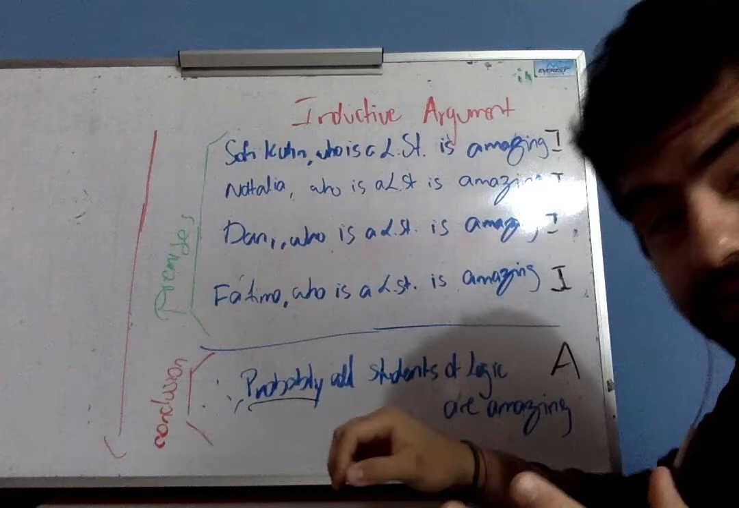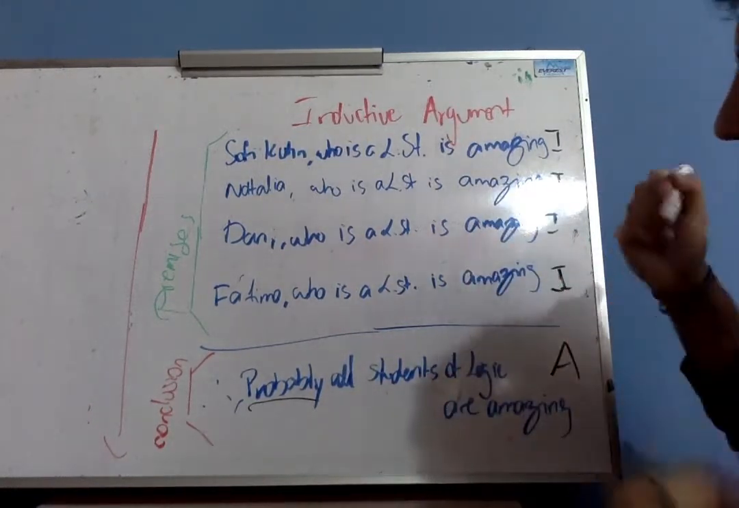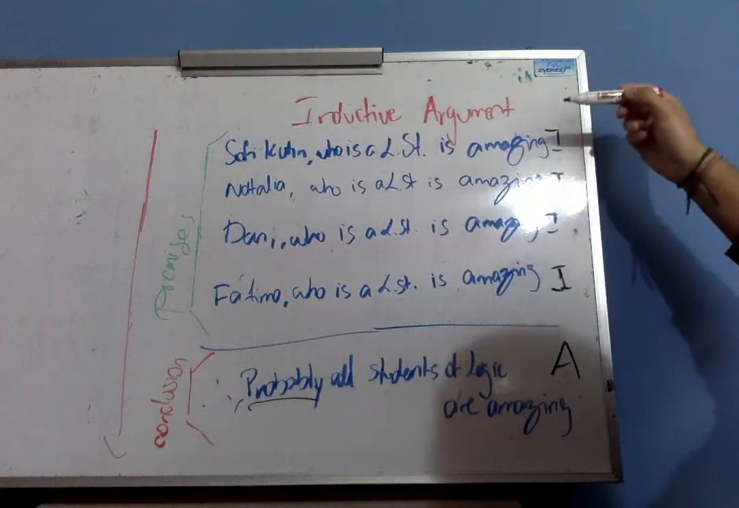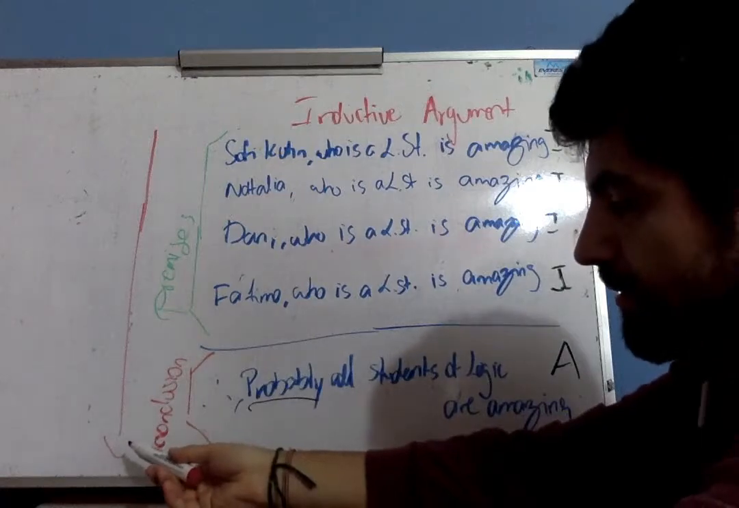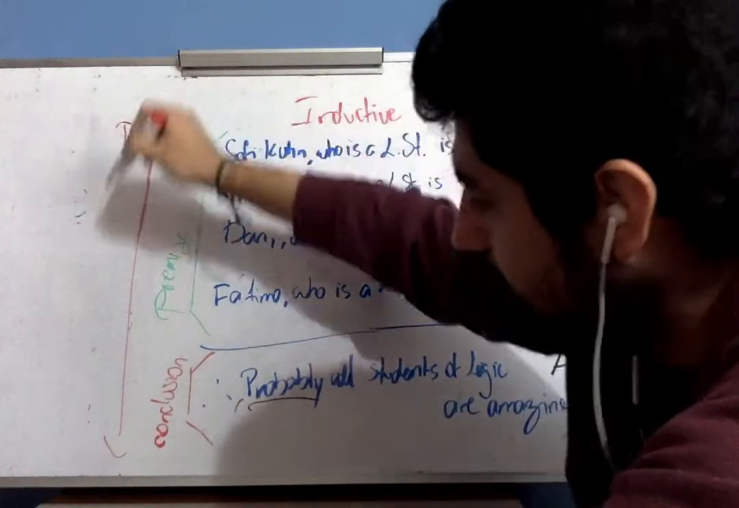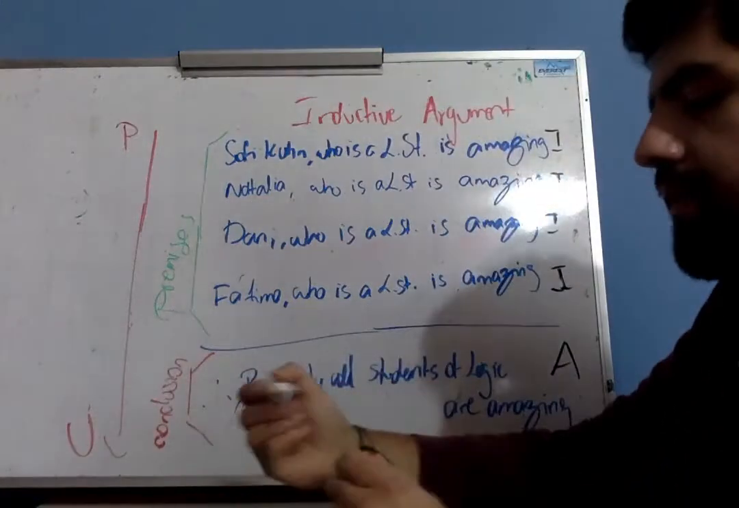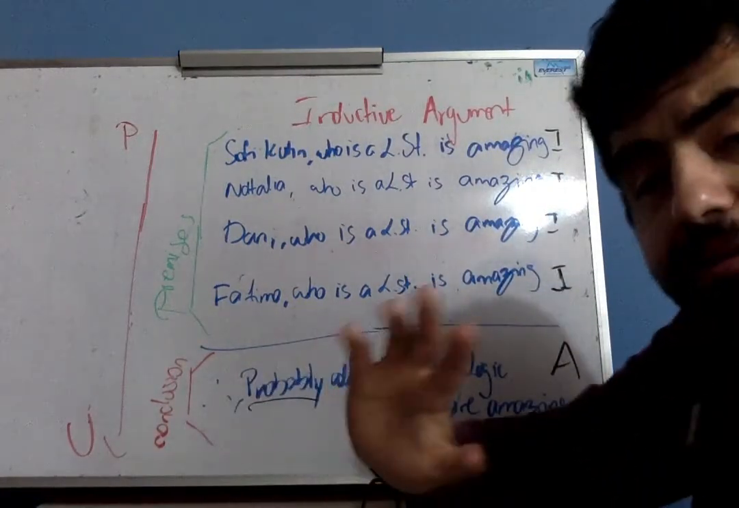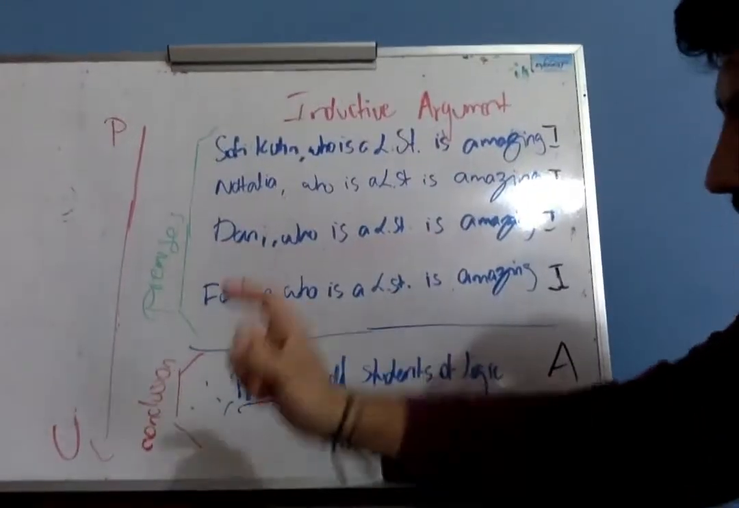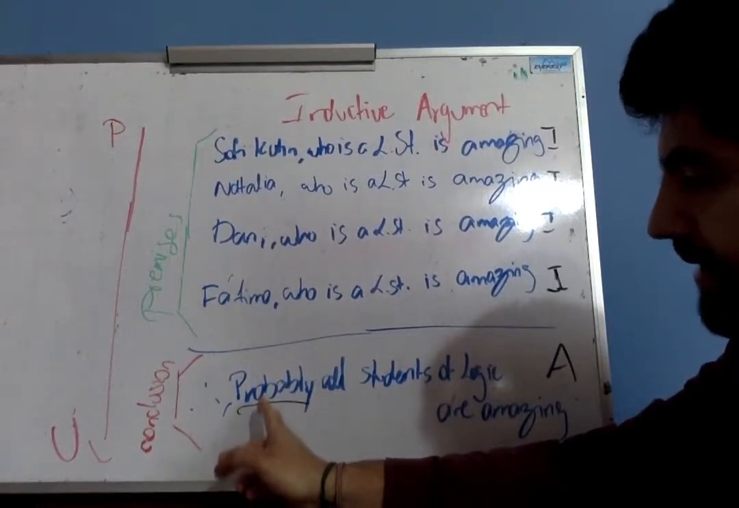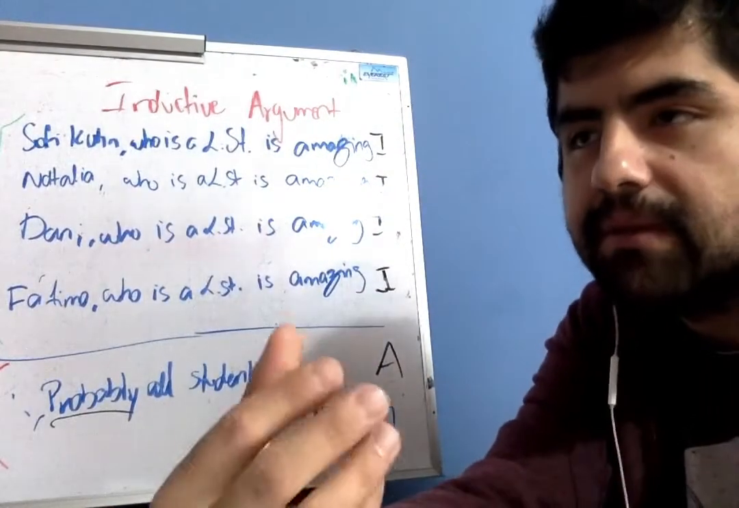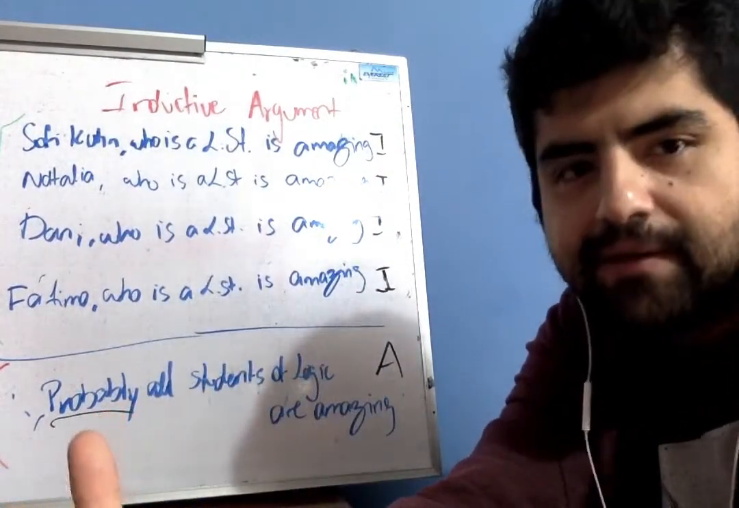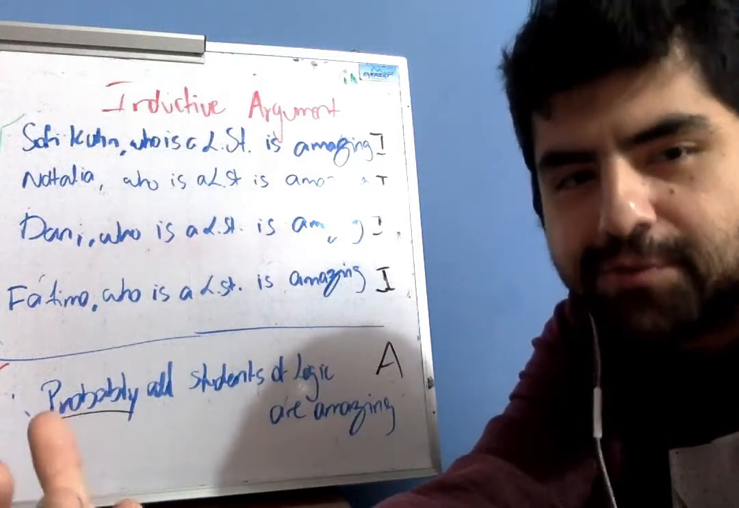In contrast to deductive arguments, inductive arguments begin from particular propositions or premises in order to reach universal conclusions. So we start with the particular and we reach the universality, okay? Now, that is the main difference from a deductive argument. As you can see, it is really important that you notice that I underline this "probably." In a deductive argument, we have certainty there.